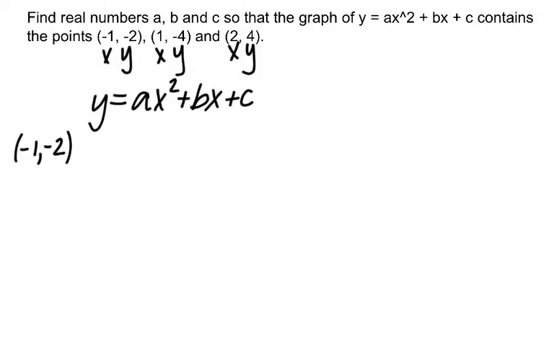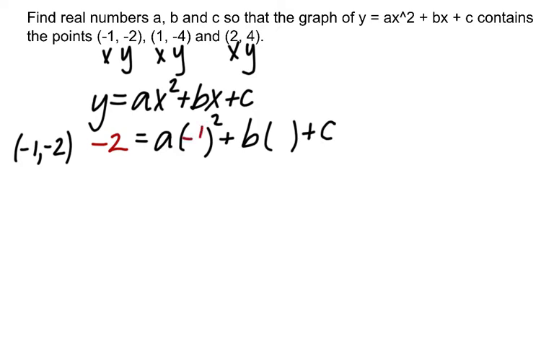So let's start with the point (-1, -2). Our y value is -2. We substitute -2 in place of y. And then we're going to substitute -1 in place of all of our x values. So that would be a times -1 squared plus b times -1 plus c. Let's simplify that equation before we move on. So this will give us -2 is equal to a minus b plus c.